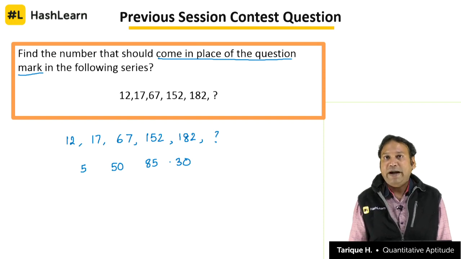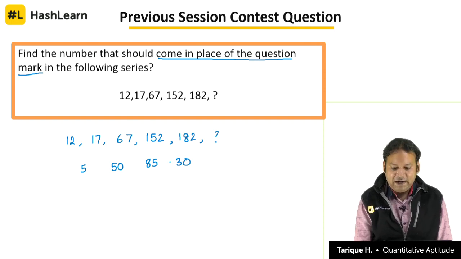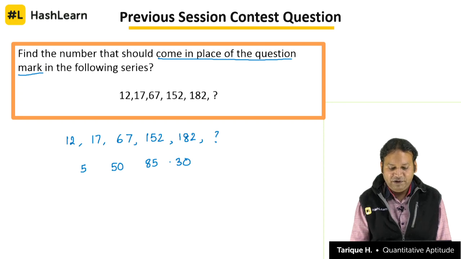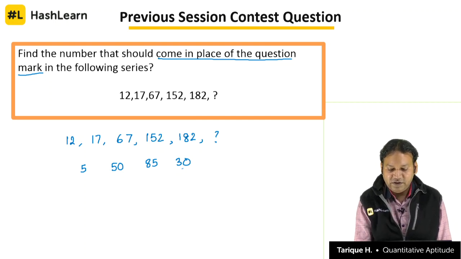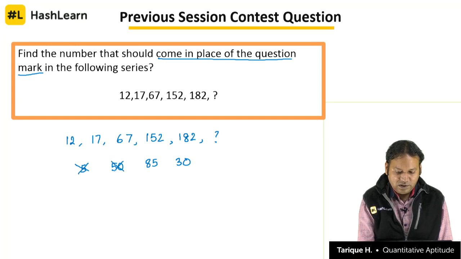There is no proper pattern in the differences we have found. 5, 50, 85, 30. 5 into 10 is 50, but then 50 plus 35 is 85, and then the difference is reducing, 85 becomes 30. So it's not going to work out with difference. What else could be a possibility? Now this is based on something very, very unique.